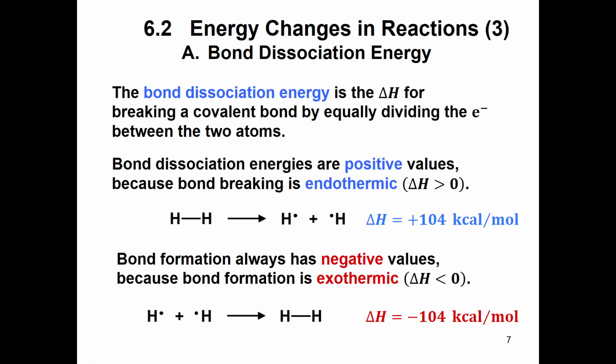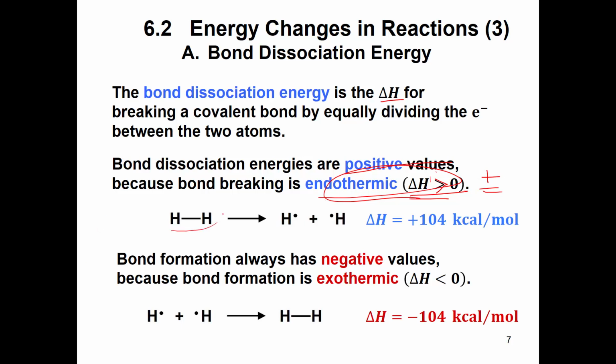The bond dissociation energy is the change in enthalpy, the delta H, for breaking a covalent bond by equally dividing the electrons between the two atoms. Bond dissociations are positive. So a bond dissociation, that is a breaking of a bond, is an endothermic reaction. And since it's positive, we write that as delta H is greater than 0.